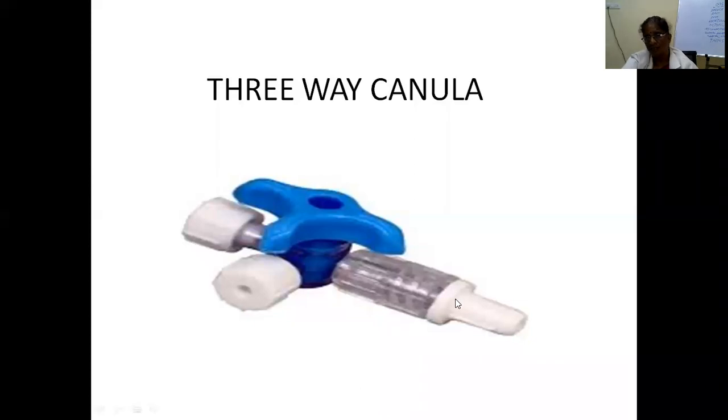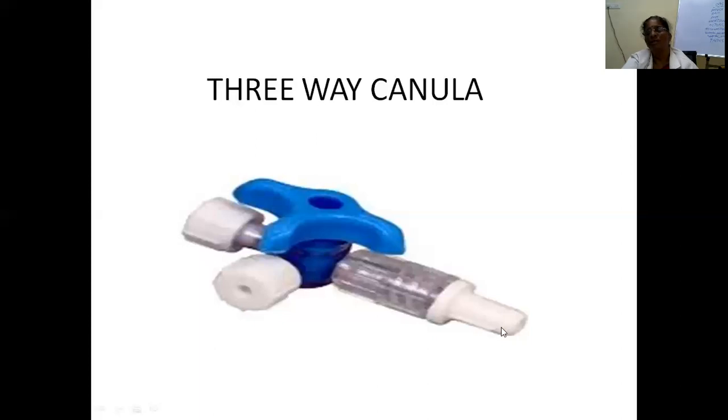This is the place where we remove this cap and put an 18-gauge needle. We fit it with this, and then we attach the syringe on this side and a connecting tubing into a water container on the other side. When the direction of the lock is in this way, we can draw fluid from the pleural space.